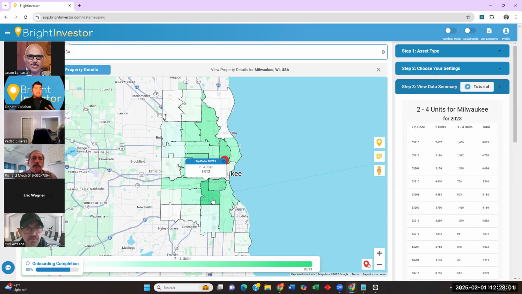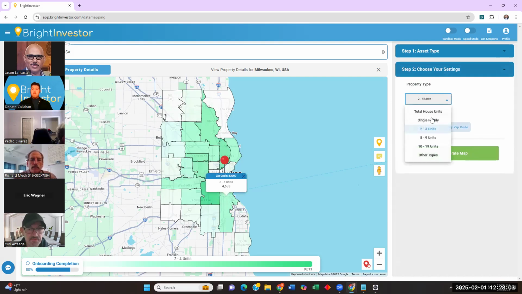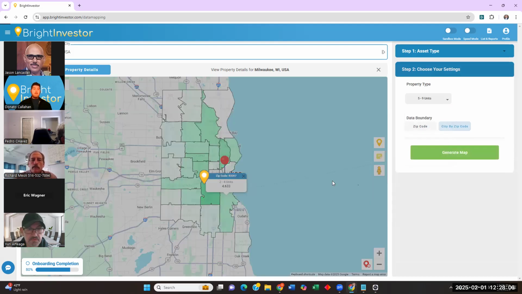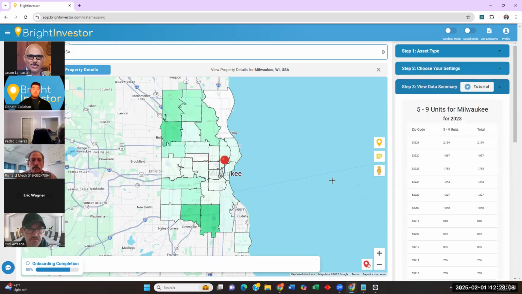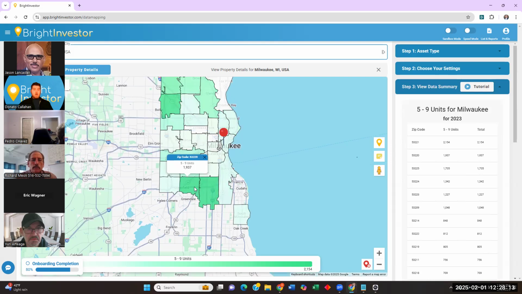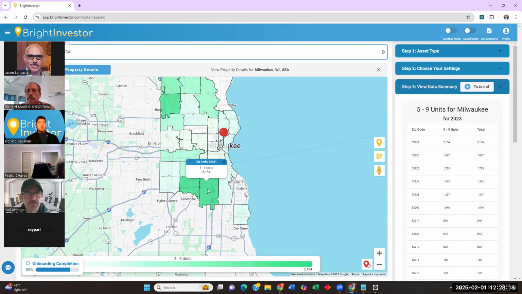Now, if you want, say, 5 to 9 unit buildings, right, and want to go on the commercial side, we just search for the 5 to 9s. And now we're going to find out where those properties are. In this case, it's down here and over here. So in this one zip code, there are 2,154 units of housing that are 5 to 9 unit buildings. So that's where we'd be looking to go. That's approximately, oh geez, anywhere from 10 to 50 properties that make sense in that area. So we can find them.